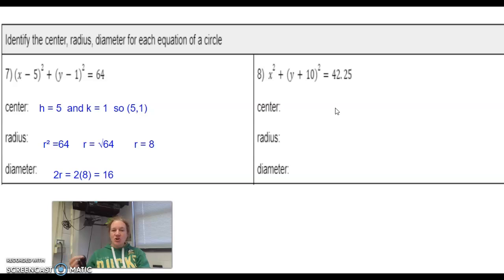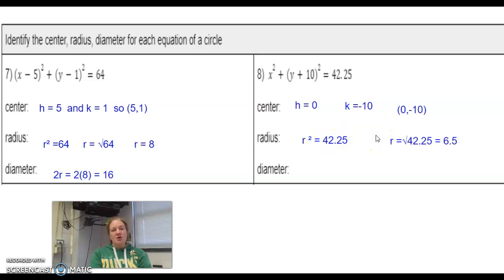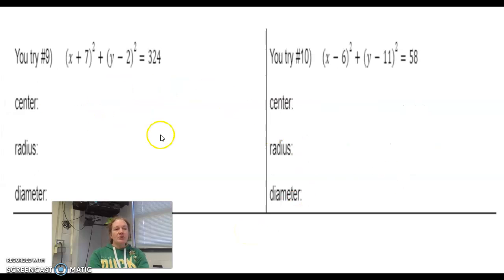Now looking over here, there's no number with x, so I wonder what that's going to be. Oh, 0, right? H is 0. K is negative 10. I switch the sign, right? It's minus a negative 10. That makes it a positive. So my center is at 0, negative 10. My radius is going to be the square root of 42.25, which is 6.5. My diameter would be 2 times the radius, which is 13. Oh, easy peasy.